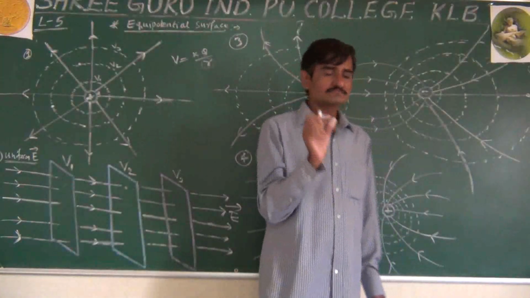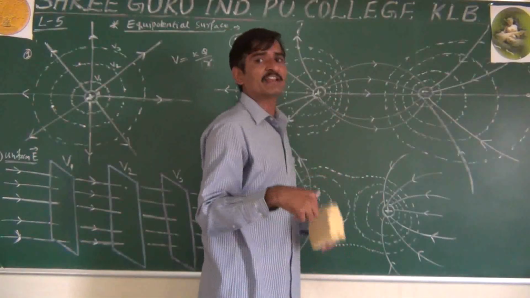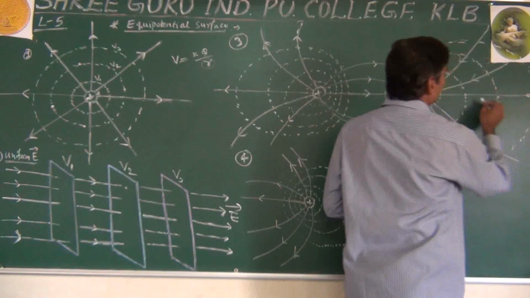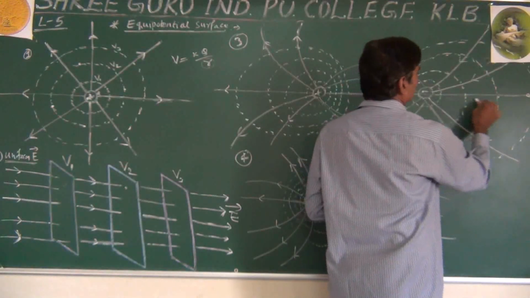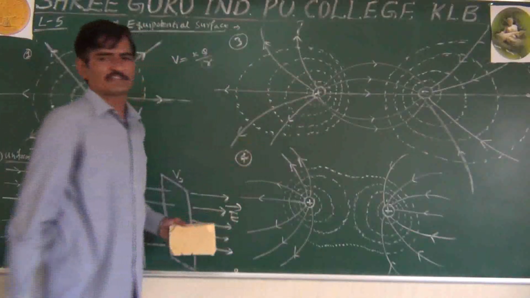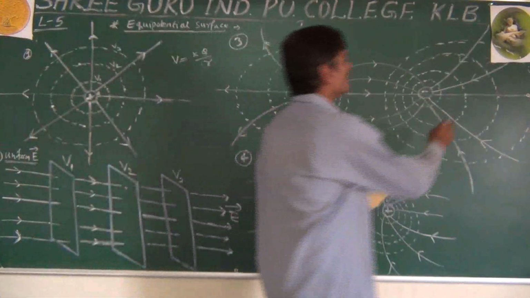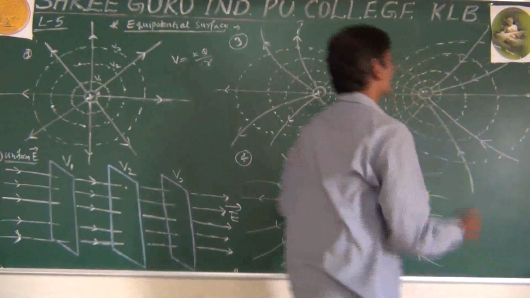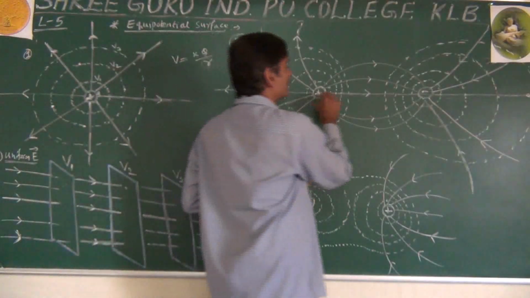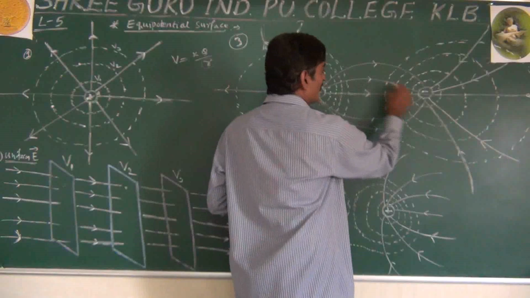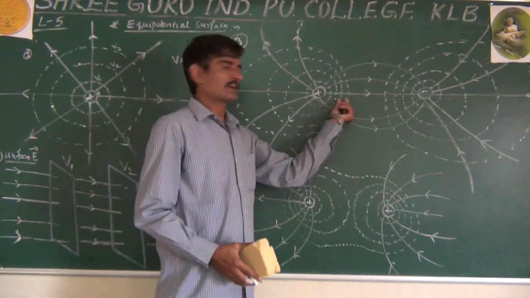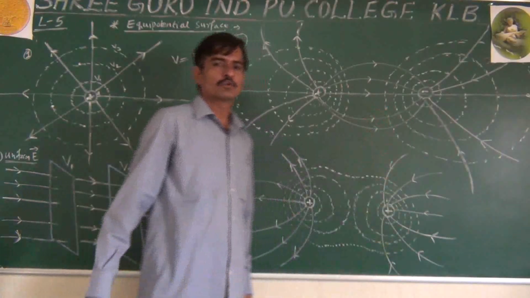That is, the electric field intensity is more. And here, the equipotential surfaces are away. That is, the distance between the surfaces is more. That means here the electric field intensity is less. There the electric field intensity is less. Here also the electric field intensity is less. But in between these two, the electric field intensity is more, because the equipotential surfaces are closer to each other.